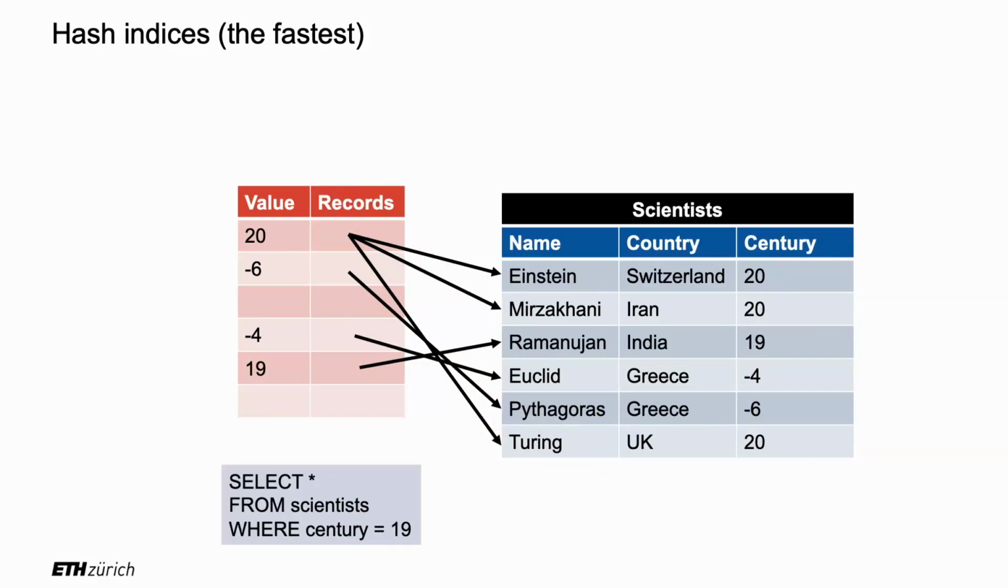Now imagine that I receive this query, select star from scientists where century equals 19. So if I hadn't built the index, that would be a full scan. I would have had to go through the whole table, linear time, linear complexity, and we saw that's not good enough. Can anybody explain to me how I can use this additional hash index to make the query faster than a full scan?